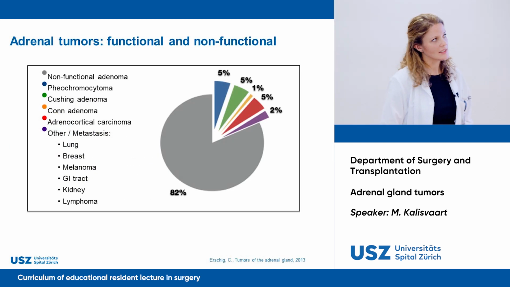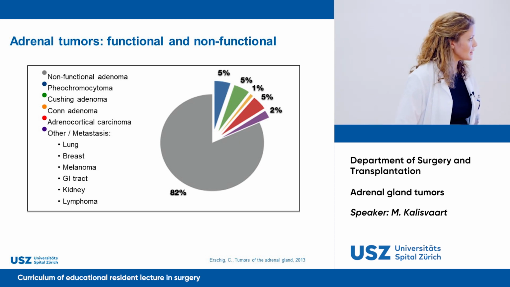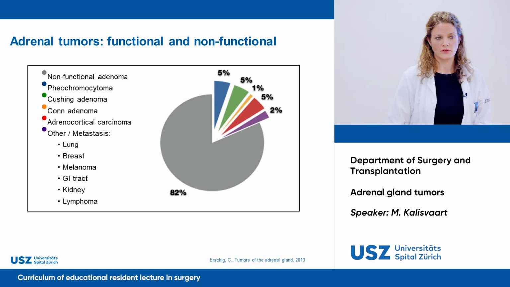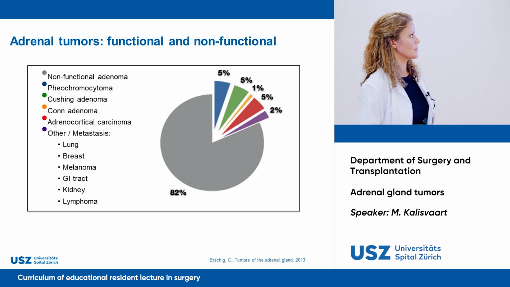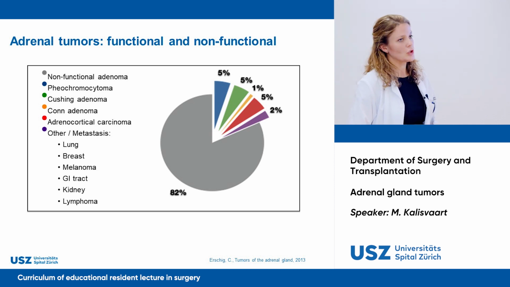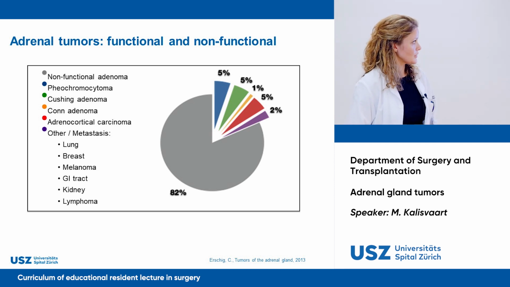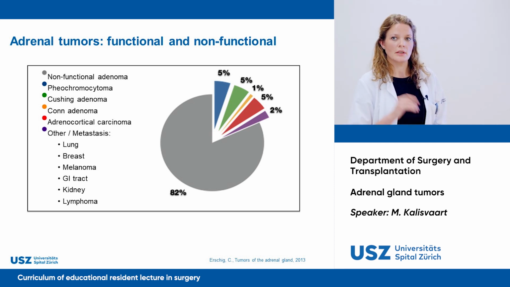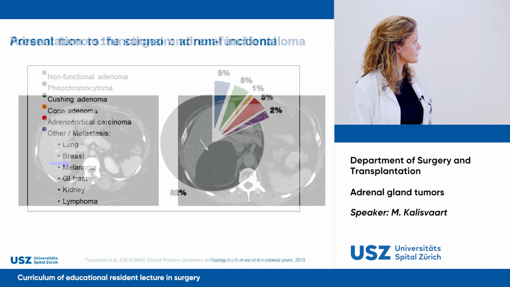So we can divide the adrenal tumors into functional and non-functional tumors. As you can see, the majority of the tumors are actually non-functional. Most of them are adenomas, benign tumors, but they can also be malignant tumors. The adrenocortical carcinoma from a smaller group will be hormone producing. Important also is to know that there are also other malignant diseases, cancers can metastasize to the adrenal gland. Most of these tumors are from the lung or the breast.